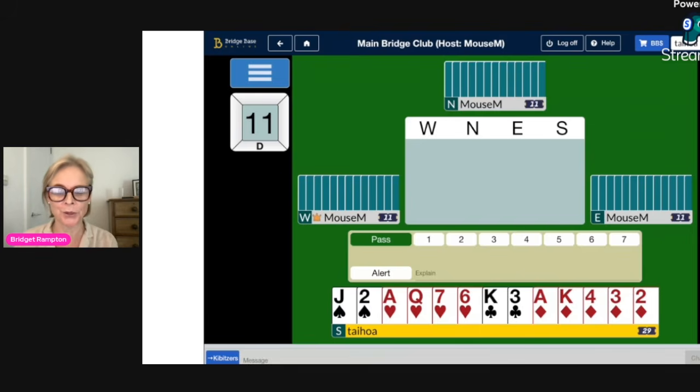Anytime you open one of a suit, I want you to start thinking about this concept of a barrier. It might be the first time you've ever heard of the barrier. The barrier is the idea of repeating the suit you open with your first bid at the two level. So here we're opening a diamond. Two diamonds is your barrier.